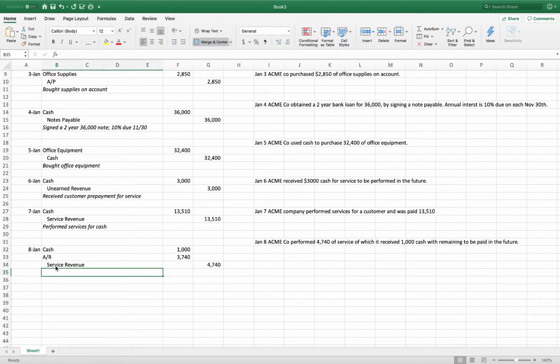$4,740. Why? Well, because remember, debits and credits always have to equal, okay? The amount of service revenue that I earned was $4,740, okay? Debits and credits equal, I'm good. So now I can go ahead and put my explanation. Well, what happened here? Well, provided service on account and for cash. Pretty easy, right? Okay.